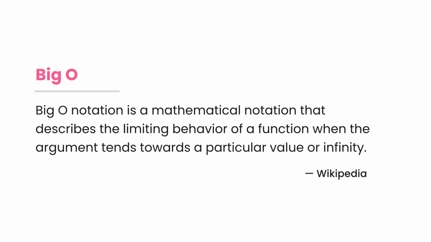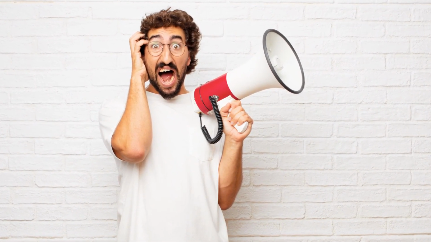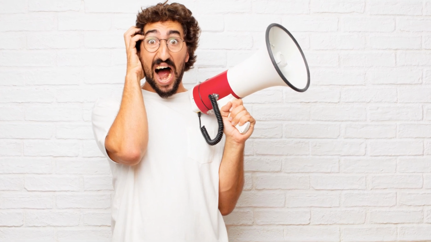So what is this big O all about? Well, let's start with the classic definition on Wikipedia. Big O notation is a mathematical notation that describes the limiting behavior of a function when the argument tends towards a particular value or infinity. Huh. That's the reason why a lot of people find big O scary. But as you will see in this section, the underlying concepts are actually not that hard.